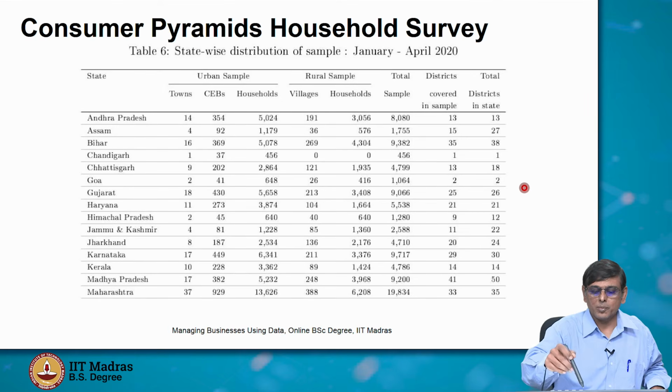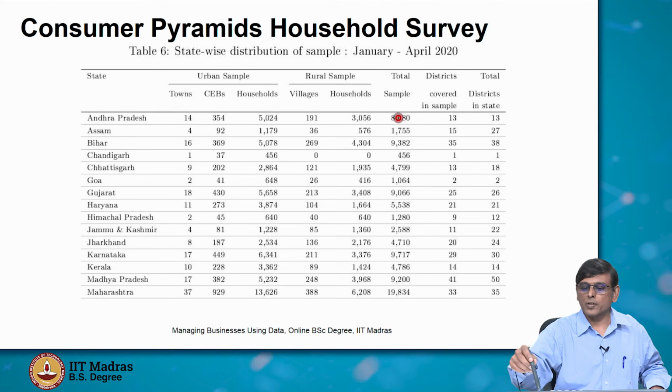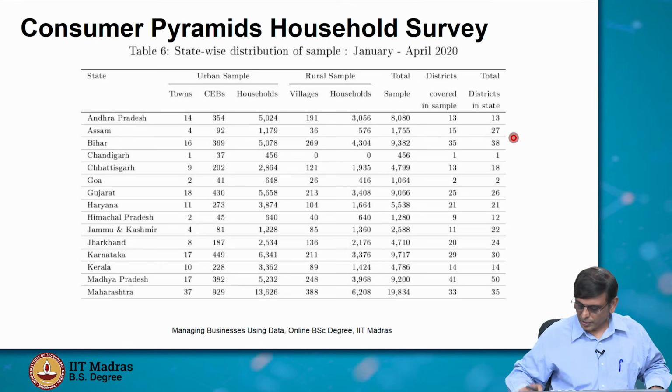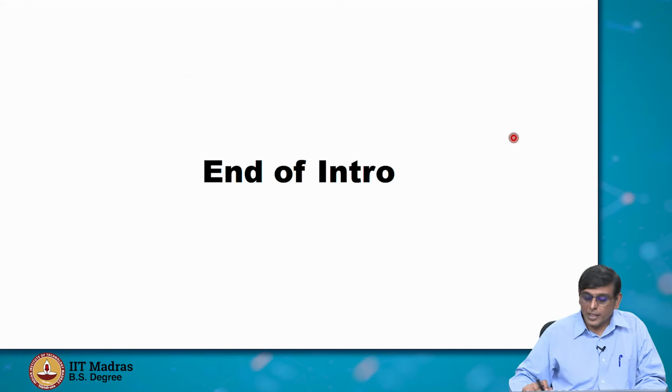State wise also there is some distribution. So you can see basically how many towns are covered. In Andhra Pradesh, 14 towns were covered, and how many households were covered. 5,000 households are covered. How many samples were taken and all that, right? So you can see that. So it's basically covering everything. All right. So with that, we come to the end of this segment.